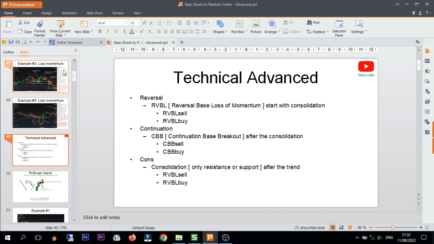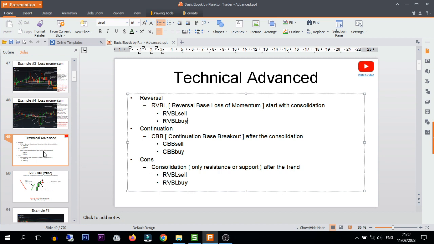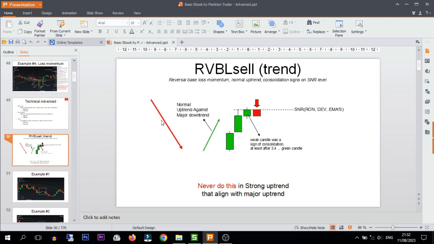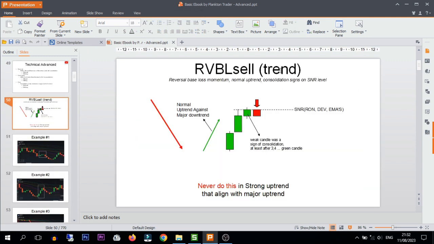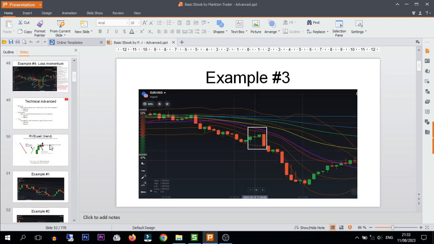If you want to read the EMA and the Bollinger Band, that is already in the basic ebook. So this is the advanced ebook, and here we move to the advanced technical, where we talk about reversal, continuation and consolidation. Reversal is divided into two, and then continuation. Start from RVBL sell, where we need a trend, but the trend can be reversed. At least every trend will reverse. So this is the situation, and this is an example of what I mean by this kind of RVBL.